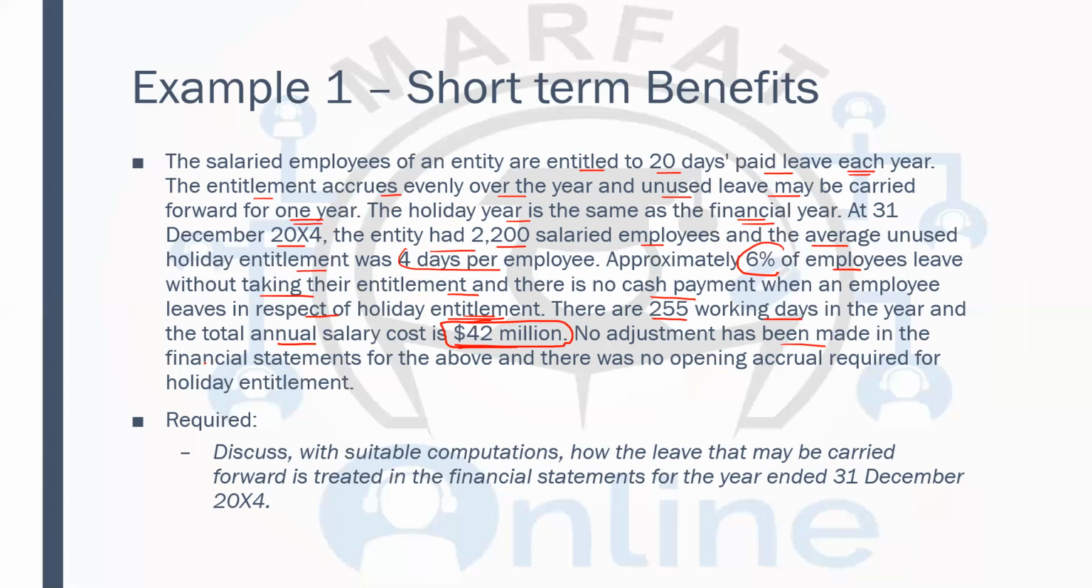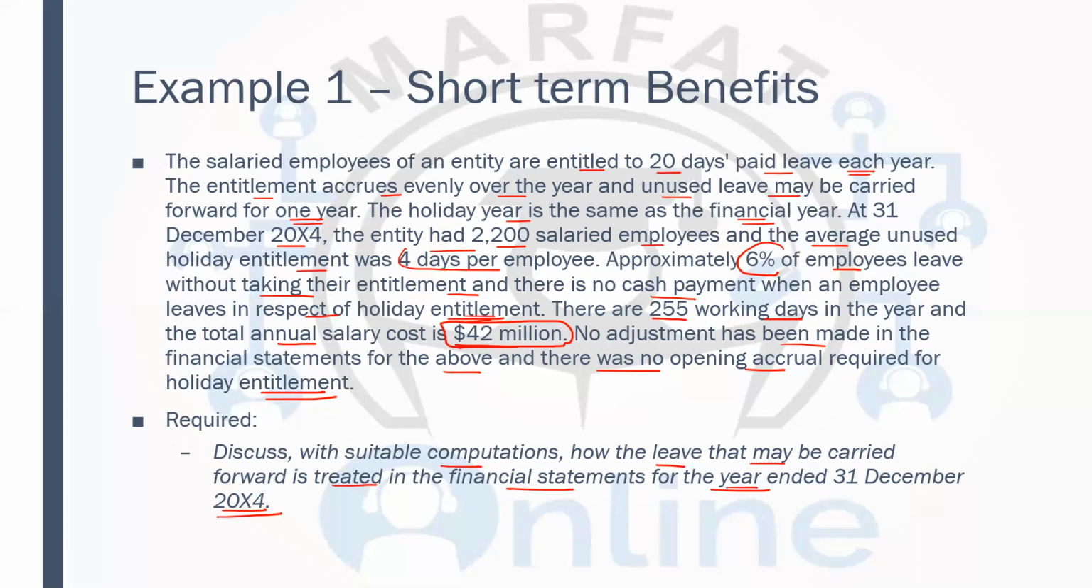No adjustment has been made in the financial systems for the above, and there was no opening accrual required for the holiday entitlement. The requirement is to discuss, with suitable computations, how the leave that may be carried forward is treated in the financial statements for the year ended 31st December 20x4. So first of all, you need to calculate 42 million divided by 255. It is going to give you the per day payroll figure.